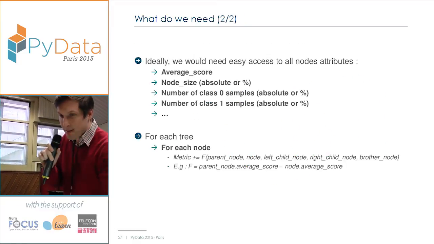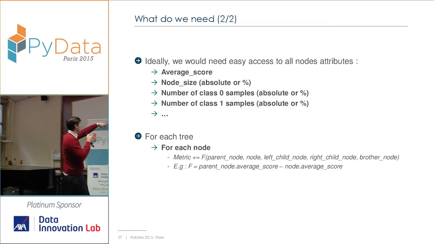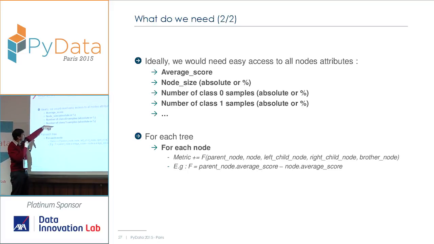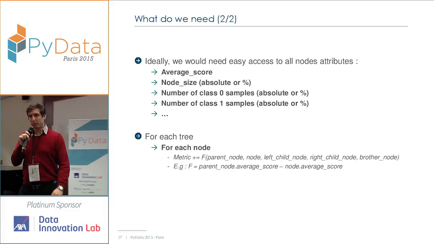So thank you very much. Oh, yeah, and so this is the things, just to say, I thought this was the end. So these are the kind of things we would like to have. Number of samples of class 0, number of class 1, node size, average score, and so on. And then we'd like to do some metrics on each node.